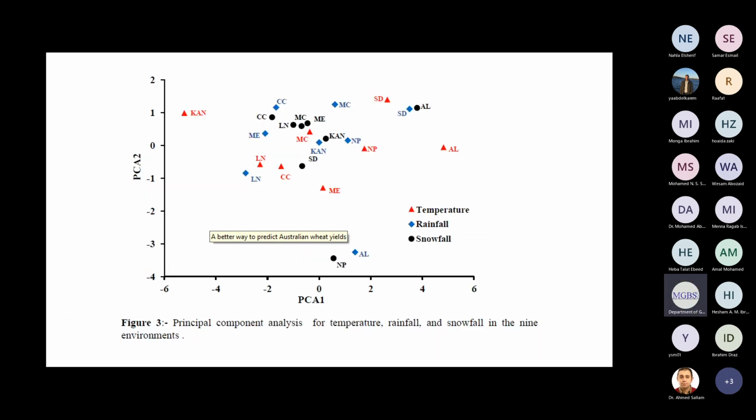We also performed principal component analysis. Here the red point is the temperature. Temperature also differs among the 9 environments. Rainfall is also different. For snowfall, as you see, North Platte is separated from the others. So it was very important to understand the climate and weather in each location to interpret our data.